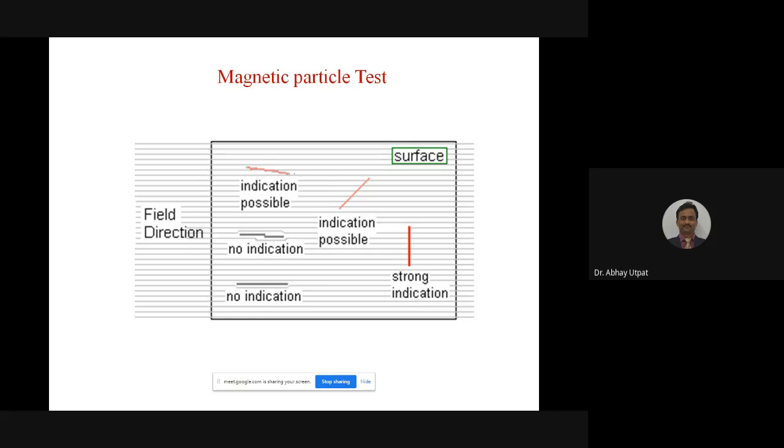Before that, this principle once again: field direction perpendicular, strong indication; inclined indication possible; little more inclined still possible; but when it is parallel, in this case, no indication is possible. It is shown here: no indication possible means this crack is present, but iron powder will not accumulate there. At this position, strong indication, more powder will accumulate. This indication possible, less powder will accumulate. So depending upon accumulation of the powder, you can judge the severity of the crack.